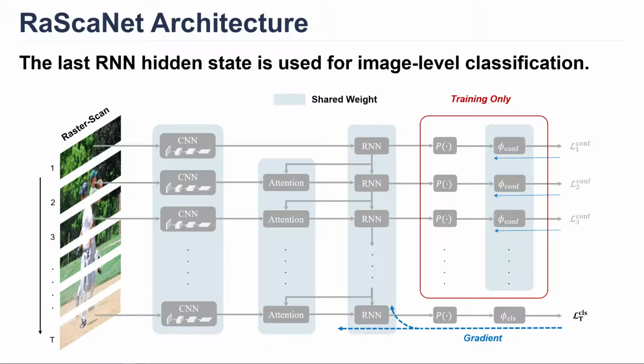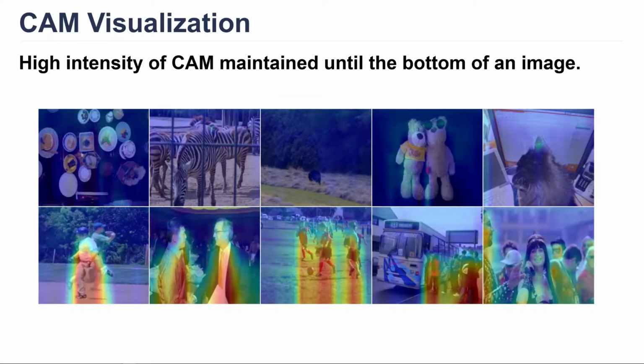This is the overall architecture of our method. After scanning reaches the bottom of an image, we use the last RNN hidden state for an image level classification. Looking at the class activation map of RNN, the heatmaps start to be salient when the uppermost parts of the targets are raster scanned and is maintained until it reaches the bottom of an image. This is because the information is carried all the way to the last scan line, where the final classification is performed.